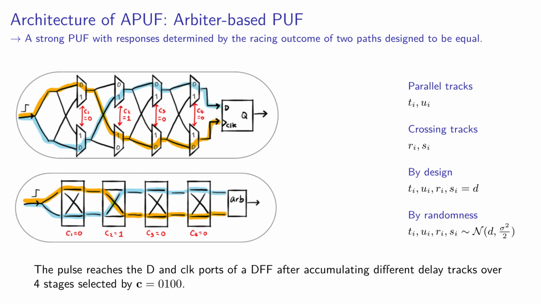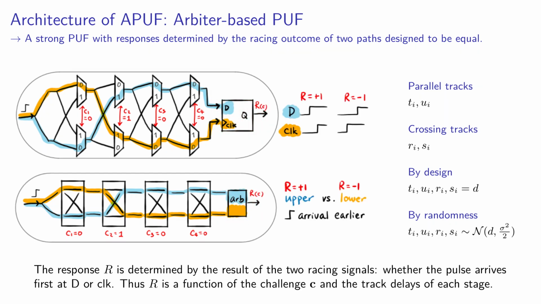After the final stage of an APUF, a D flip-flop serves as an arbiter that detects which of the two racing signals wins the race. The response to the challenge is determined by the arbiter. If the pulse arrives at the top port first, the response is positive. Otherwise, when it reaches the bottom port first, the response is negative.